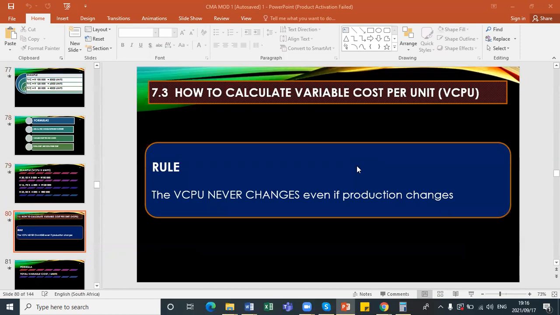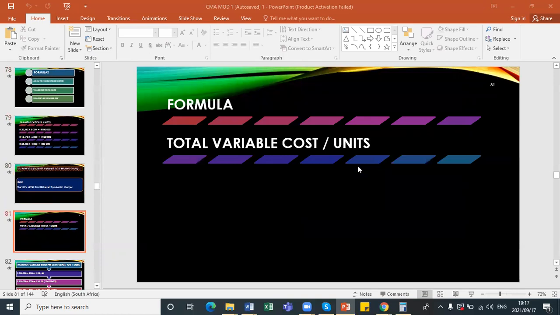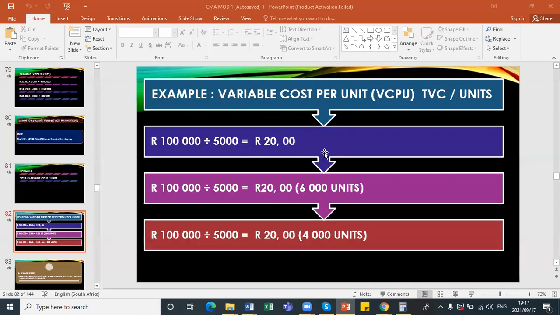Then we're coming to how to calculate variable cost per unit. Many students have problems with this. It's because they don't apply the rule correctly. Firstly, the rule says variable cost per unit never changes, even if production changes. What's the formula? There's only one formula. It's total variable cost divided by units. This is one of the reasons why you must always establish where production starts. In this first scenario, our production started at 5,000. At 5,000, our total variable cost was 100,000. So we take the 100,000 divided by 5,000 gives you 20 Rand.